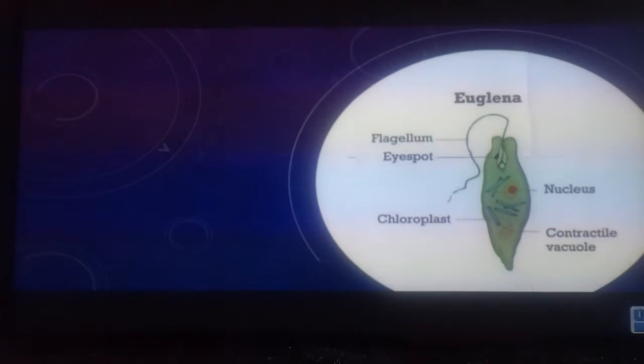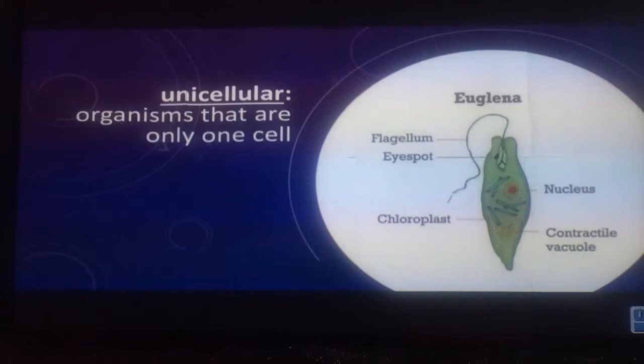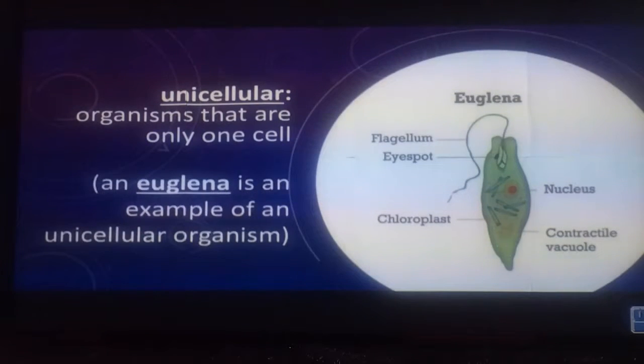We talked about before that all living organisms are made of cells, but there are some organisms that are only one cell, and that's what we call unicellular. Uni means one, organisms that are made of one cell. And this organism is called a euglena. It's an example of a unicellular organism.